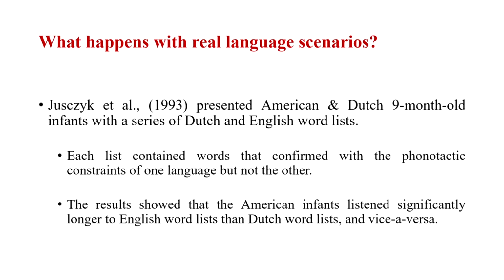And the results showed that American infants listened significantly longer to English word lists than to Dutch word lists, whereas the Dutch infants listened much longer to Dutch words than English words. So basically, the same pattern of picking up transitional probabilities happens in real language scenarios, with real word lists as well. And interestingly, children are picking up the transitional probabilities specific to their language, and not more generally as was happening in the case of perceiving phonemic contrasts.